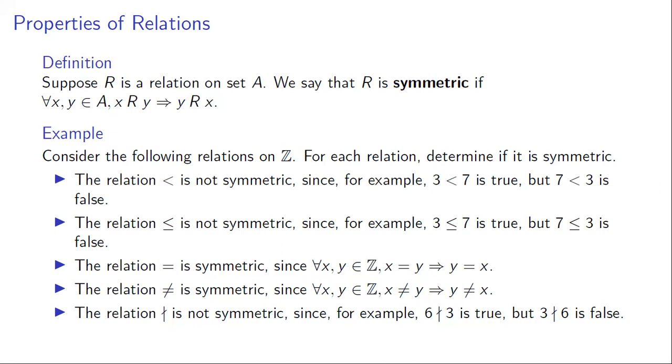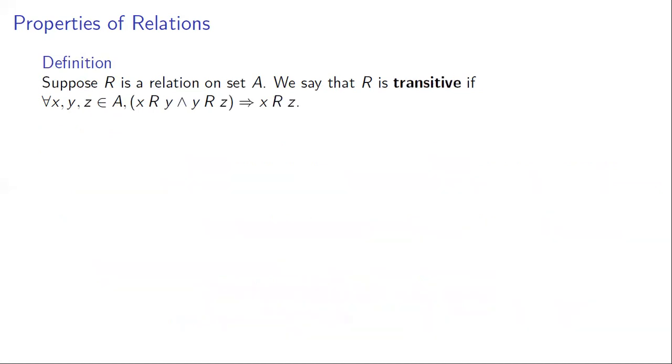Okay, so we had one property reflexive, another property symmetric, and now we have a third and final property, which is transitive. So again, suppose R is a relation on set A. We say that R is transitive if for all x, y, and z in A, if x is related to y and y is related to z, then x is related to z. This property says that if x is related to y and y is related to z, then x must be related to z.